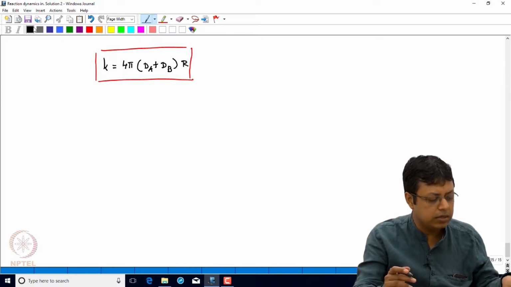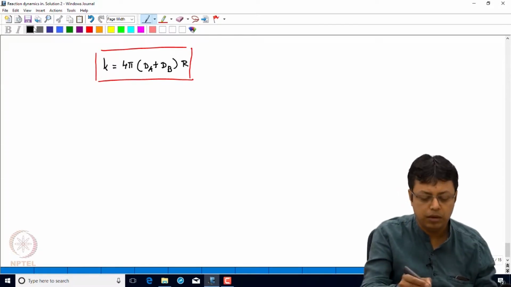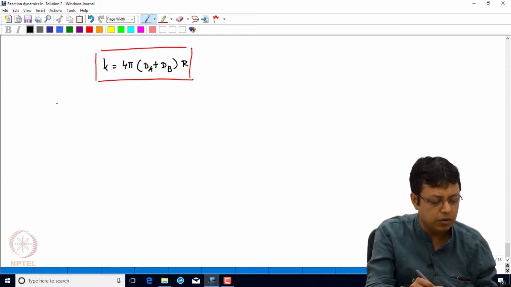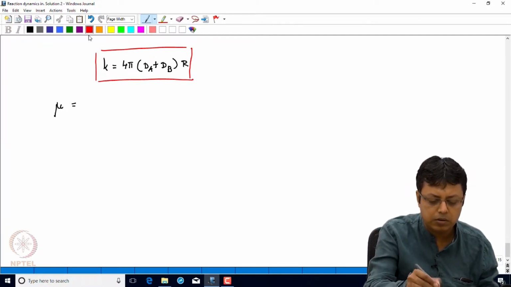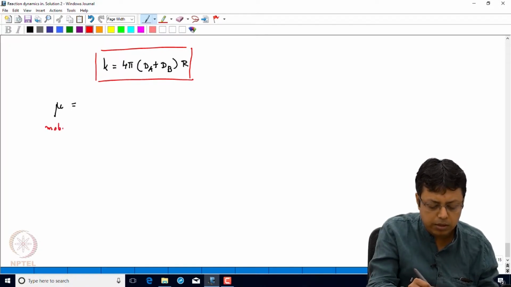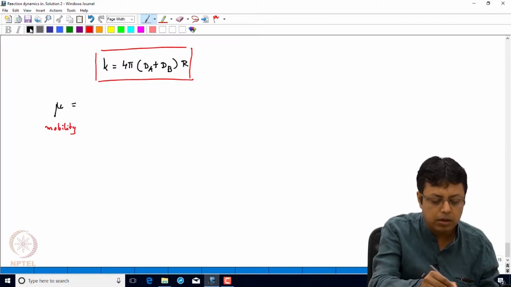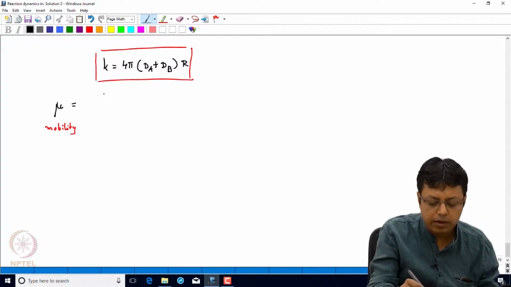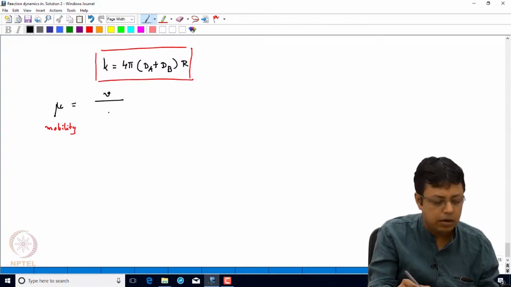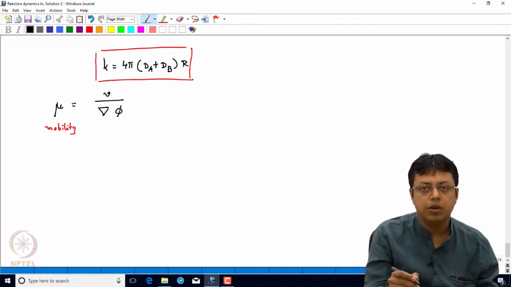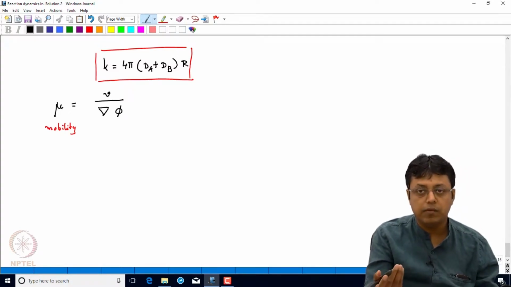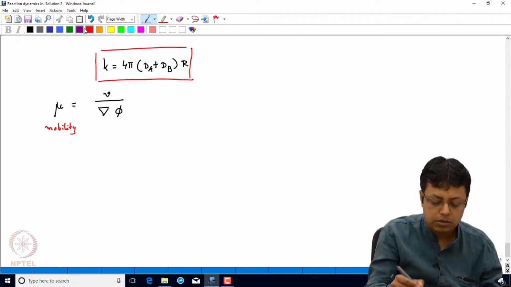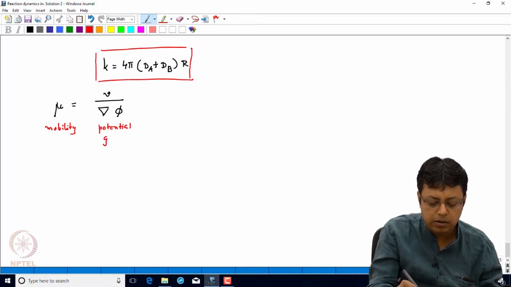So what we are going to do is define mobility, which has already been introduced to you. Let me write it also. This is the mobility of the ion. That mobility we define as the velocity of the ion divided by the potential gradient, and in three dimensions the potential gradient is the gradient of phi, where phi is the potential.